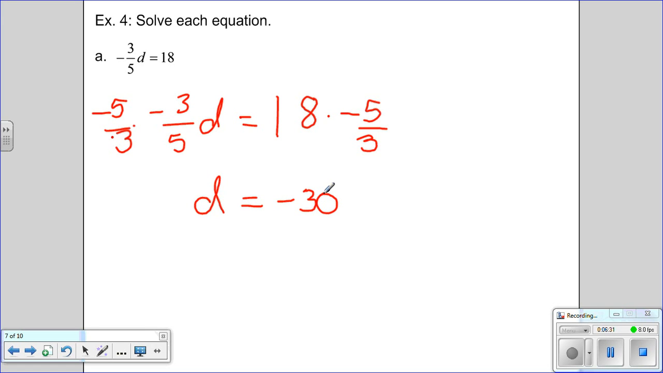If you wanted to check your answer, all you need to do is go back to the original problem, plug in negative 30 for d, and check to make sure that the equation is true. Is negative 3/5 times negative 30 equal to 18? And the answer is yes.